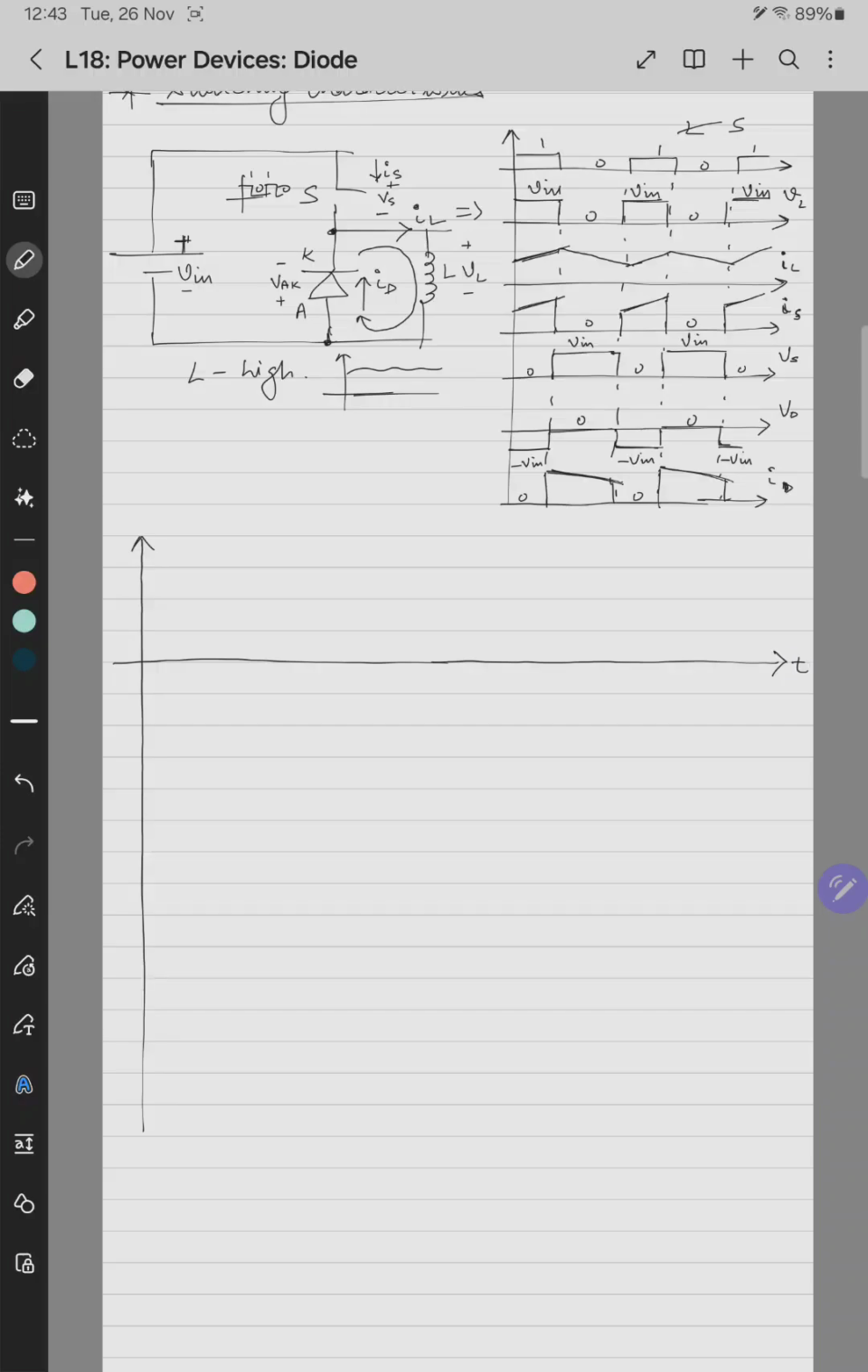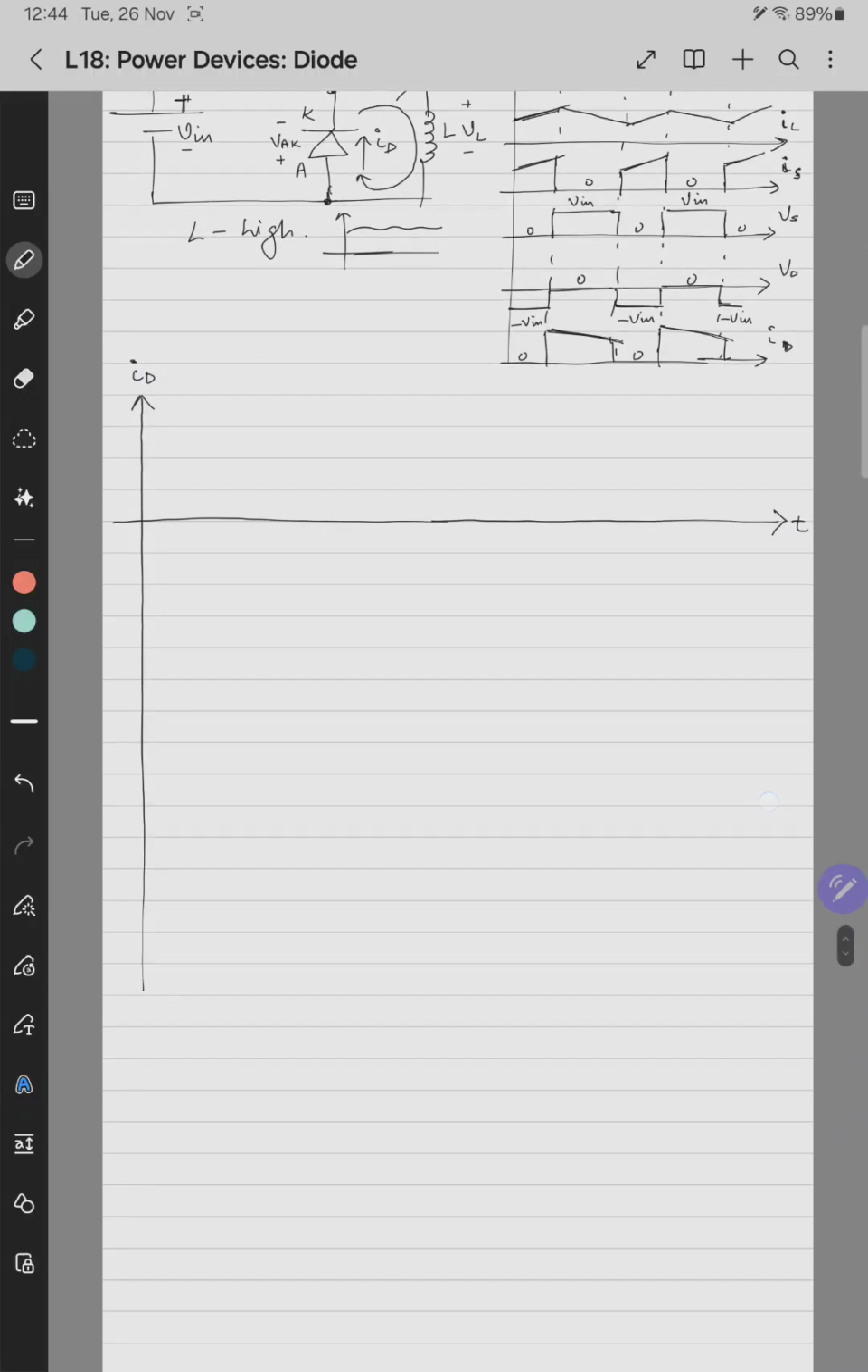So this is time and this is ID. Similarly, say this is VAK or VD, and this is the zero axis for the voltage versus time.